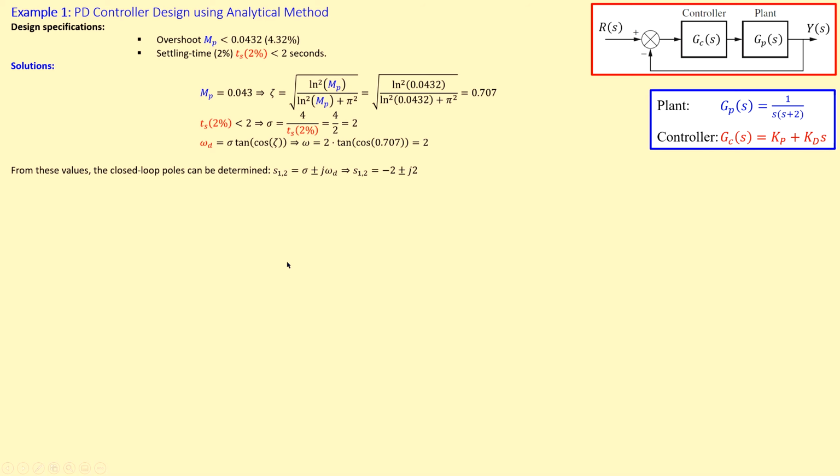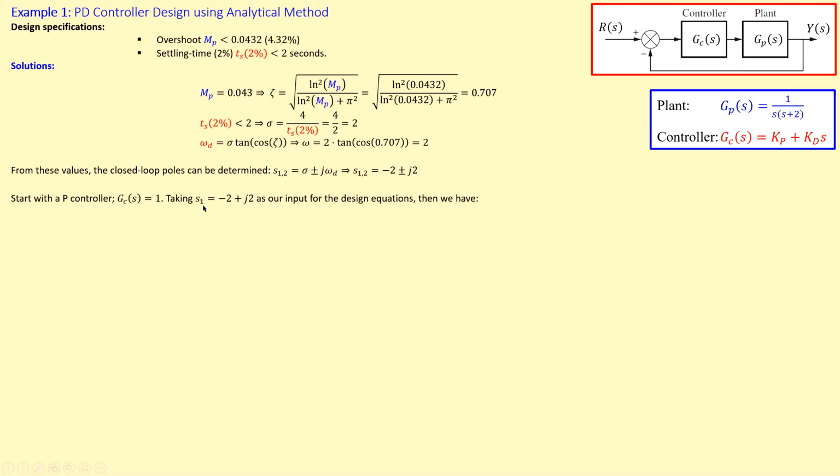From these values, the closed loop poles can be determined as S1,2 equals sigma plus or minus j omega d, and omega d is called the damped frequency. So S1,2 is minus 2 plus or minus j2. I will of course take one of these, the one with the positive sign for the imaginary part. So we start with the P controller. That's the way to start. We will make our controller just a P controller, and we will also make it just 1. Very simple, just a line here.